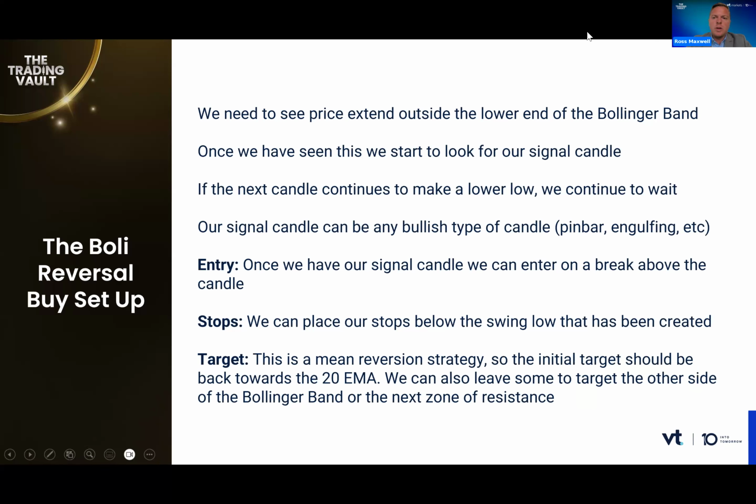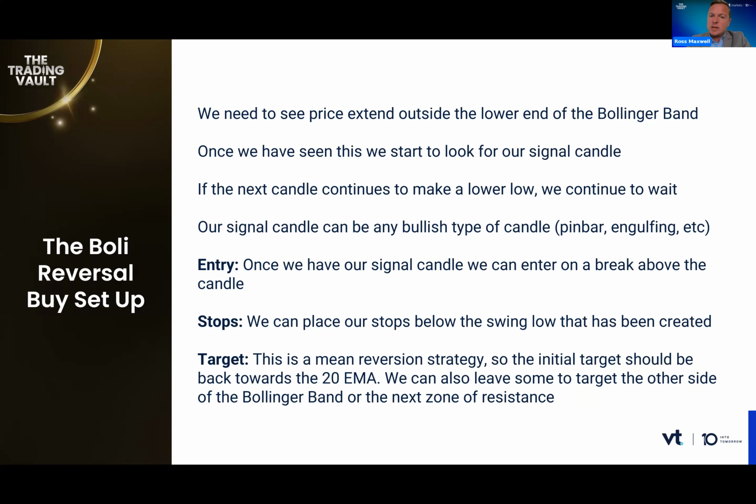What we need to do, and we are going to look at examples of this, is see price extend outside. For a buy, we want to see price extend outside the lower end of the Bollinger Band. Once we have seen this, we start to look for our signal candle. We don't just enter because price is extended. We use that as a sort of trigger to start looking for a signal candle.